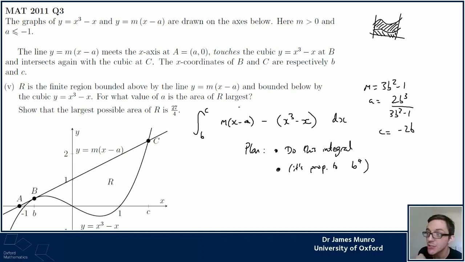I suppose we could use the previous part. This is equal to x minus b squared, x minus c, possibly with a minus sign. Then it looks a bit more like a b to the 4 kind of thing. Okay, somebody in chat tells me it's 27 over 4 b to the 4. I think I could probably have guessed that. And b is somewhere between minus 1 and 0, so it's not too hard to maximise that for the size of r.